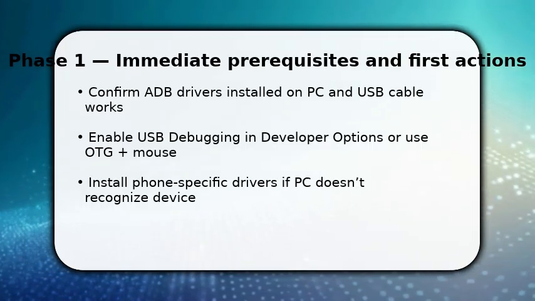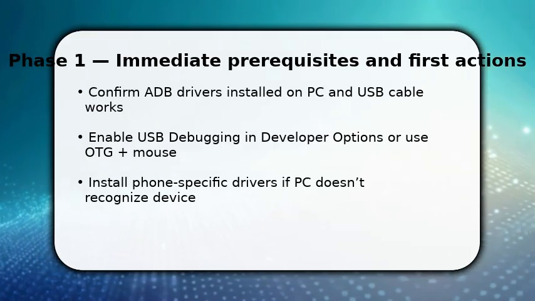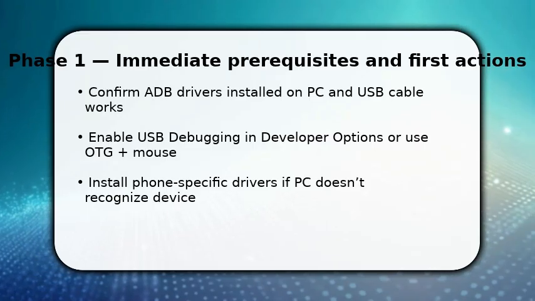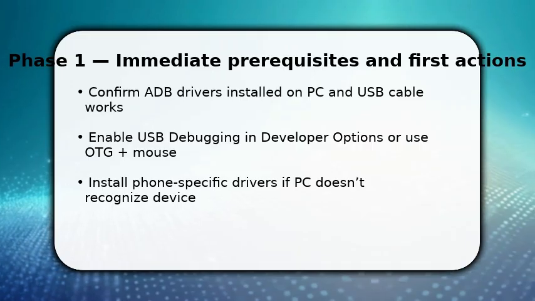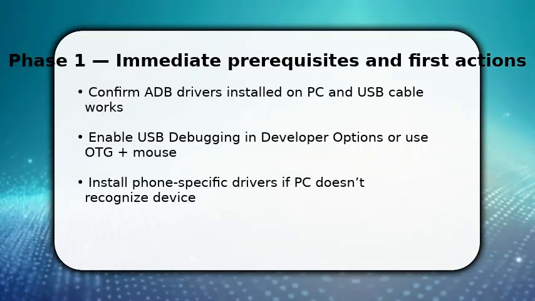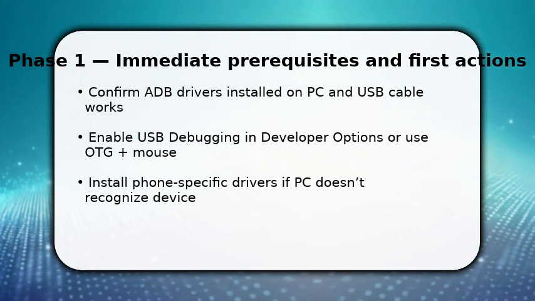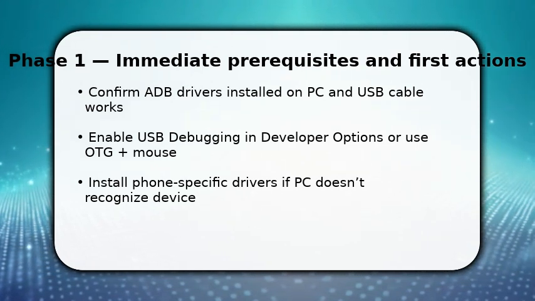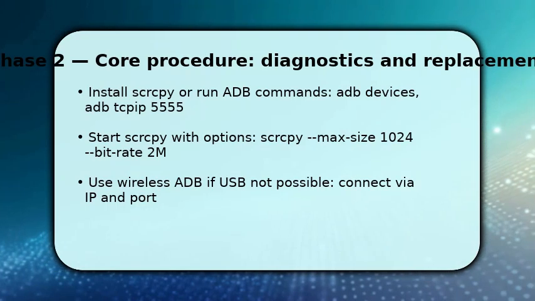If the screen is unusable, attach an OTG adapter and mouse to enable developer options and toggle USB debugging. Otherwise, use built-in menus. Also, install any phone-specific drivers so Windows or macOS recognizes the device. This avoids connection failures later. Once debugging is active, you can mirror the screen.